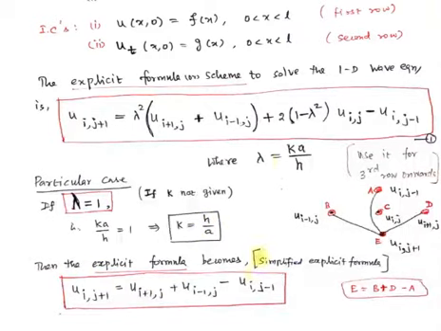Then the explicit formula becomes, since λ = 1, the 1 − λ² term becomes 0, so the u(i, j) term vanishes. So u(i, j+1) = u(i+1, j) + u(i−1, j) − u(i, j−1). So E = B + D − A.